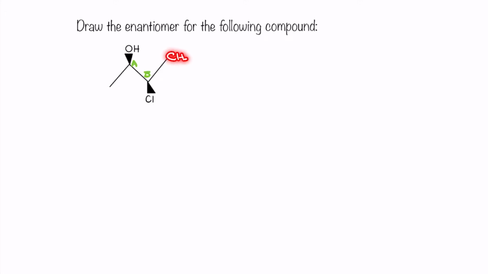Now what about this carbon over here? Again, attached to 3 of the same groups, hydrogens. Therefore, it cannot be a chiral center. Oxygen isn't attached to 4 different groups, and neither is chlorine, so these guys can't be chiral centers. So we've got 2 chiral centers over here, and I'm going to write them down, chiral center A and chiral center B. So now we want to assign whether they are R and S.